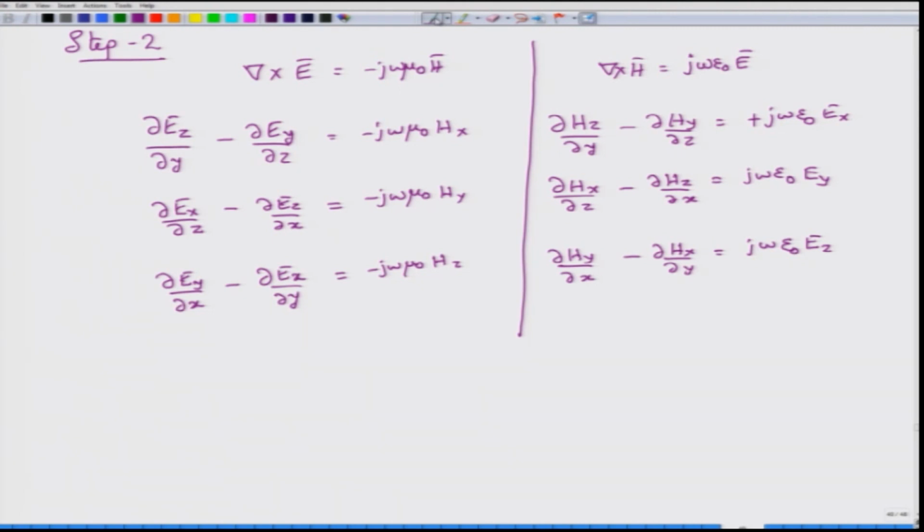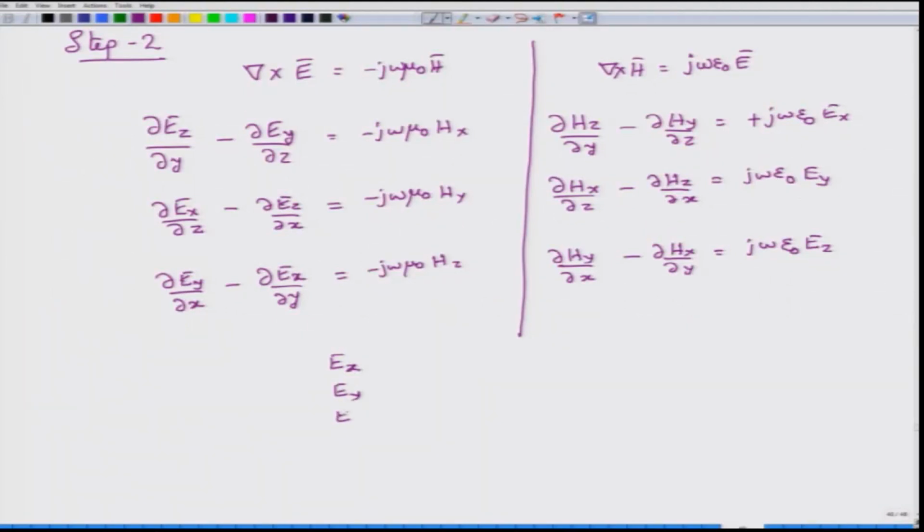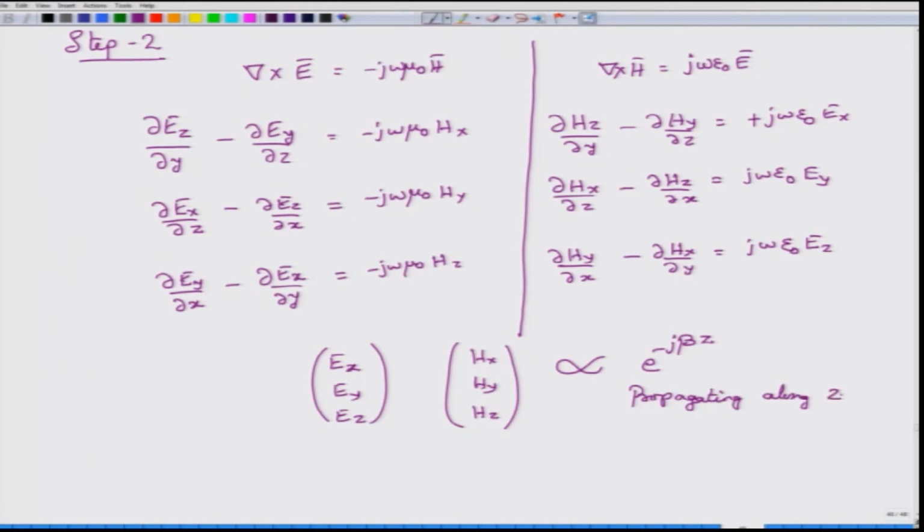So, in the same step, what we need to now do is to combine this equation. Now, before doing that, I already know that no matter what electric field component I consider, whether Ex, Ey or Ez, and similarly Hx, Hy or Hz, all these components in terms of z dependence would show a dependence in the form of e power minus j beta times z. That is because they are going to be modes which are propagating along the z axis.